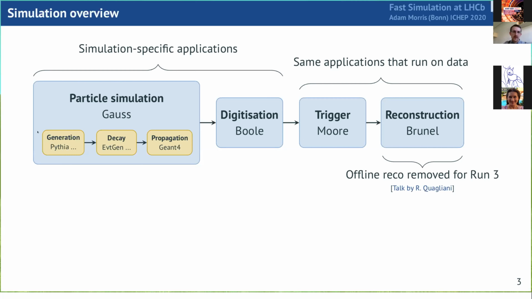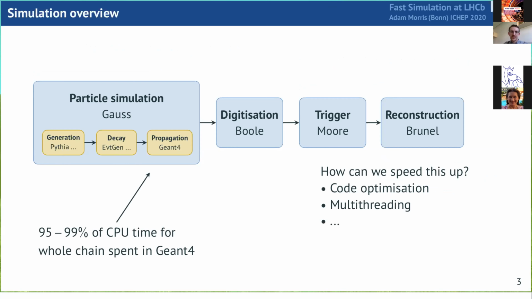So within Gauss, you can divide this into 3 steps. The first is generation. So we do the proton-proton collisions or lead-lead collisions, what have you. Then there is the decay step, which is usually done by EvtGen. And then we have propagation, which is at the moment exclusively done by Geant4, I believe. And this is actually the step which takes up 95 to 99% of the whole CPU time for this entire chain, from generation to reconstruction.